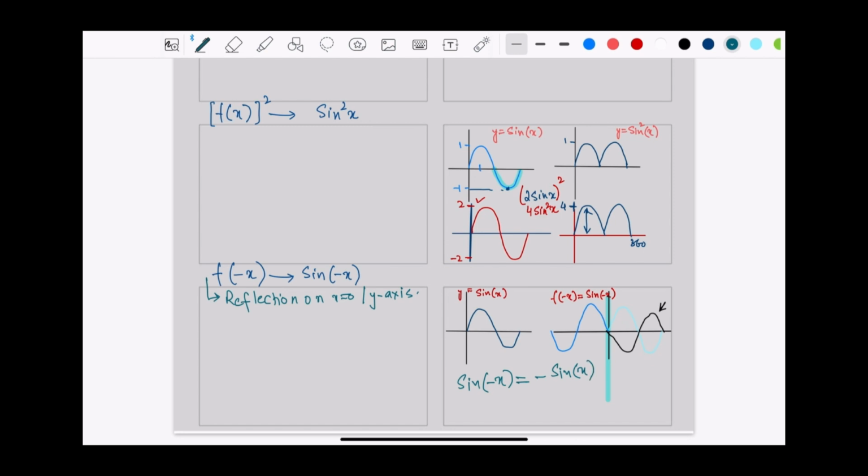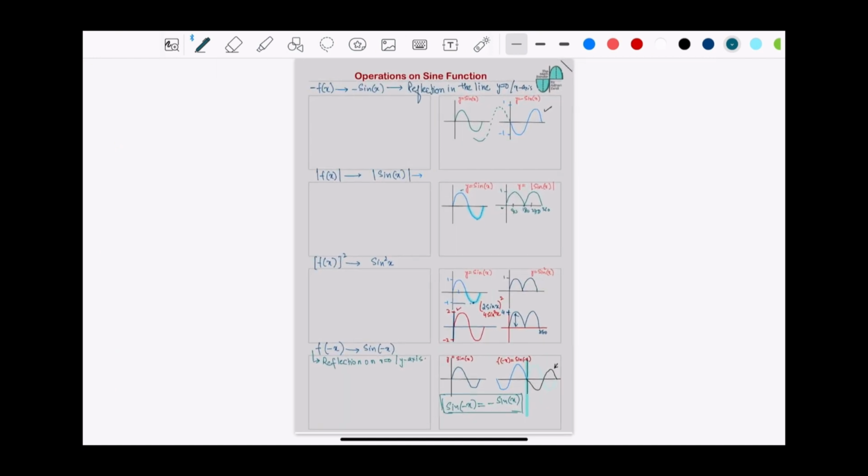When we sketch sine of negative x, we figured out that it's a reflection on the y-axis, and when we continued the graph further, we found that it is the same as negative sine of x, a reflection on the x-axis. So this is how the identity is derived graphically. We already discussed it in our previous section, when we talked about trigonometric functions mathematically. So this is all you need to know about the sine function.